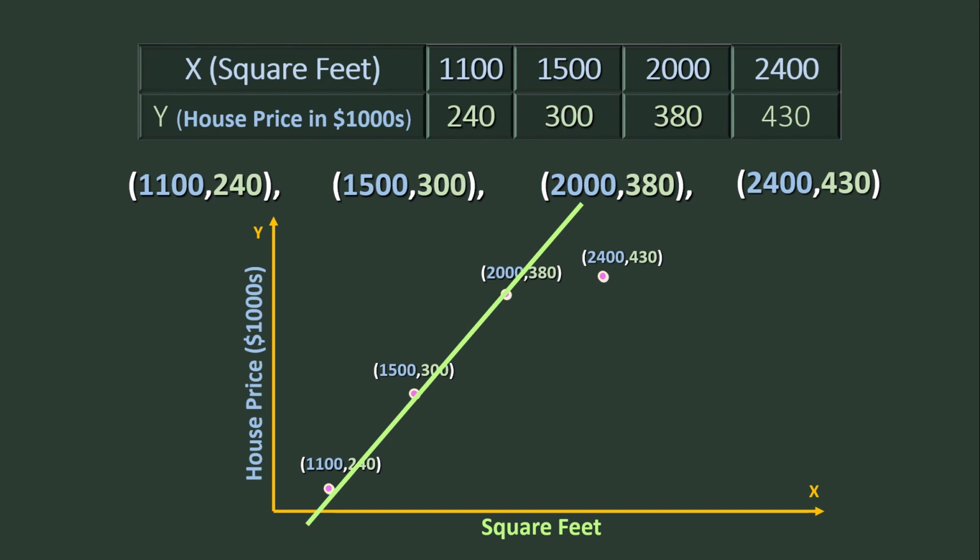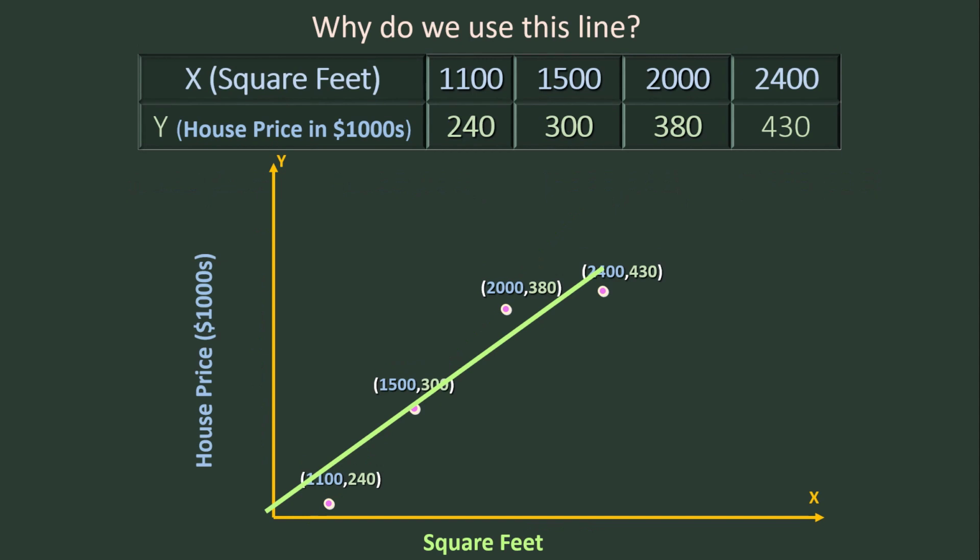Now, let me explain why we use this line. We have house price versus square feet. What is the maximum square feet we have in this graph? It is 2400 and we know the house price for this house. Suppose this graph is available to you and you are going to purchase a house with 4000 square feet. Now you need to estimate the house price you are going to purchase. How do we find the estimate for the house with 4000 square feet?